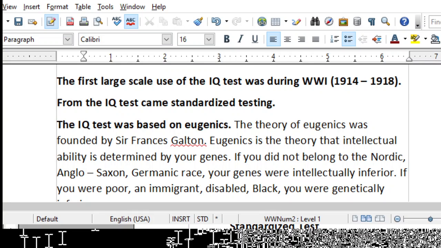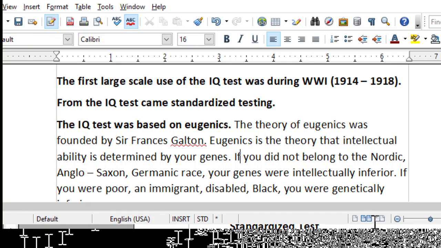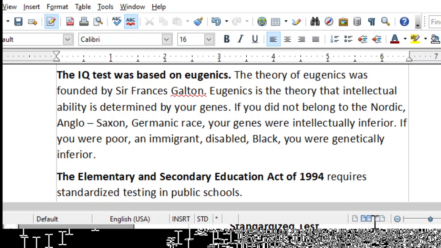But here's the catch. You need to know the history of IQ tests. The IQ test was based on eugenics. The theory of eugenics was founded by Sir Francis Galton. Eugenics is the theory that intellectual ability is determined by your genes. If you did not belong to the Nordic, Anglo-Saxon, Germanic race, your genes were intellectually inferior. If you were poor, an immigrant, disabled, black, you were genetically inferior.